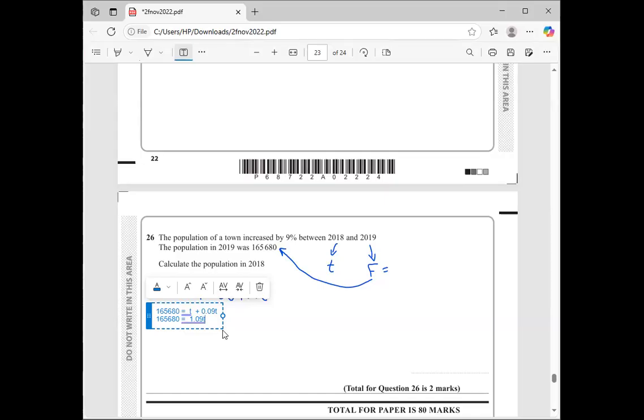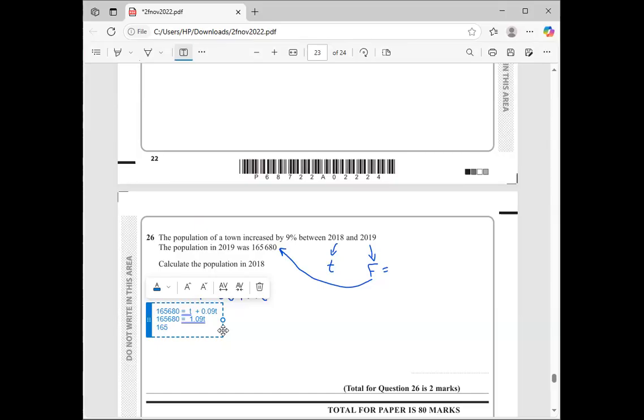Now you're looking for T. What are you going to do to both sides? Can you tell me? Oh, divide. Divide both sides by what? Now you need to be very careful whenever it comes to division. What are you dividing both sides by? 1.09. Okay, so here we go.